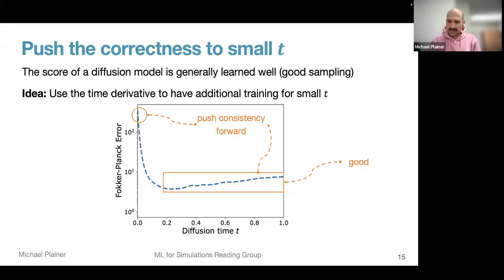But why is this actually the case? So the idea is that the diffusion process generally is learned well, because otherwise our samples wouldn't look good. So for most of the diffusion process, our learned score is accurate. And now the idea is with this Fokker-Planck regularization that here in this area it's good. So let's push it by linking two t's. So basically we have this condition on the partial t that links two neighboring points. And then as we link neighboring points, it will push this consistency forward.